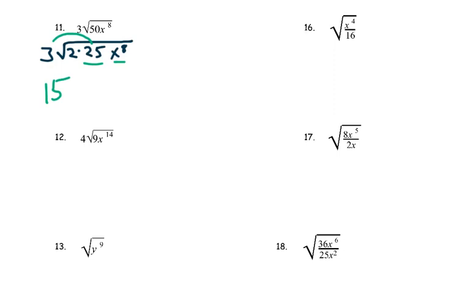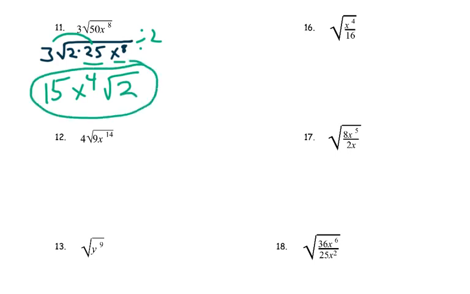The x gets to escape. So you divide that exponent by 2. 8 divided by 2 is 4. So the x's are gone. And unfortunately, the only thing that's left on the inside is, in fact, that 2. Okay, take a look at number 12.